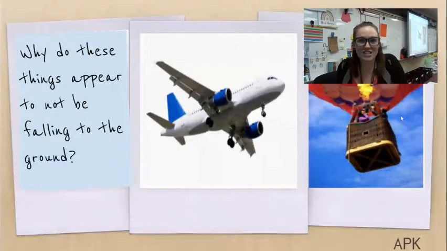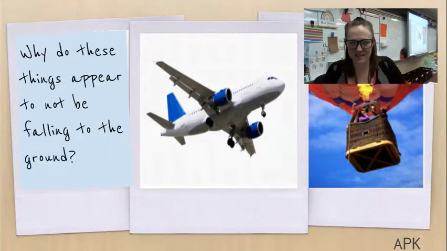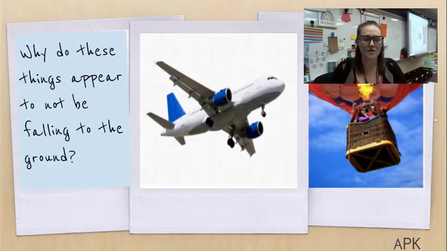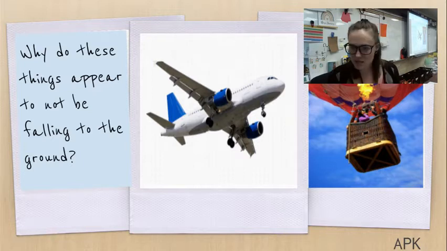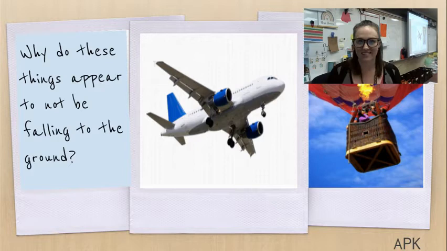Okay, guys, check out these two pictures. So this one is of an airplane and this one is of a hot air balloon. My question for you is, why do these things appear to not be falling to the ground? So it doesn't look like they're falling to the ground. Why? Type it in.